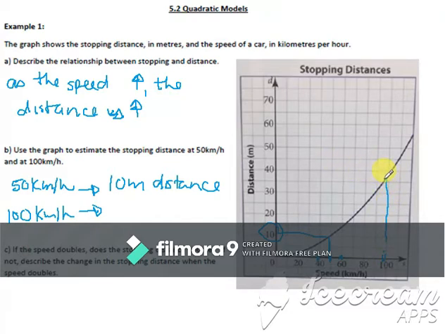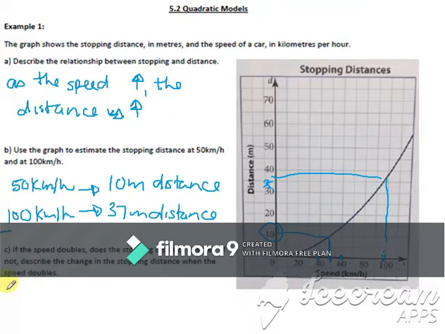It's about right here. So this is 30, this would be 35. Let's go 37. 37 meters of distance. Okay? So now the question is, if the speed doubles, does the stopping distance double? If not, describe the change in the stopping distance when the speed doubles.